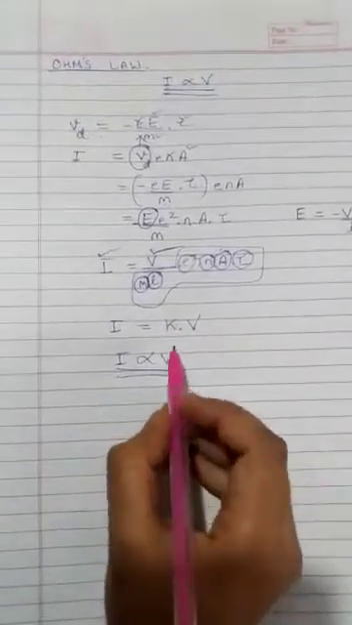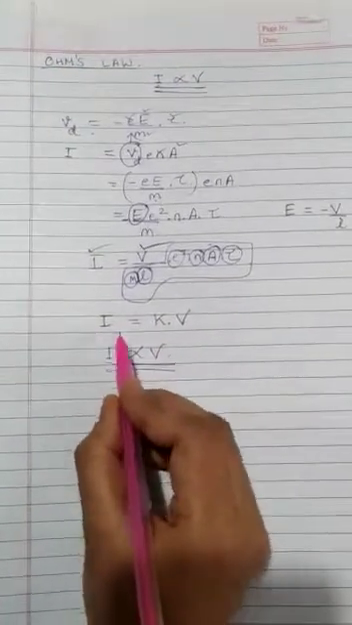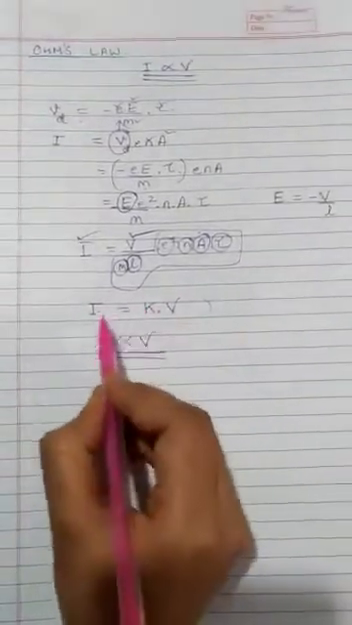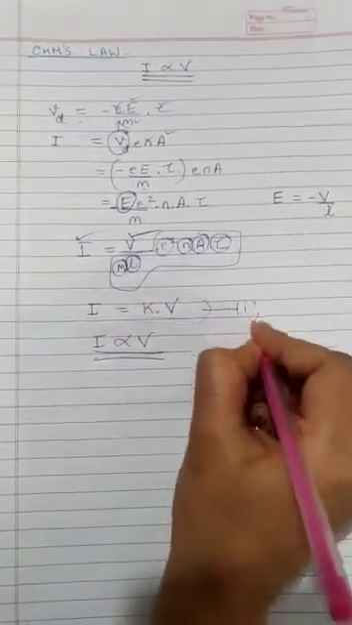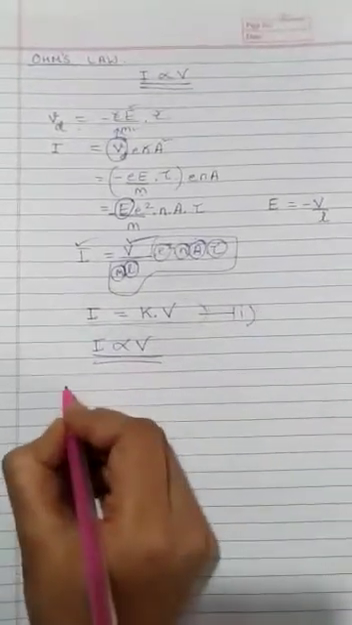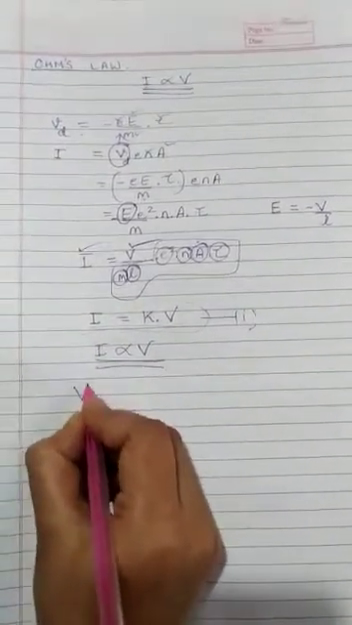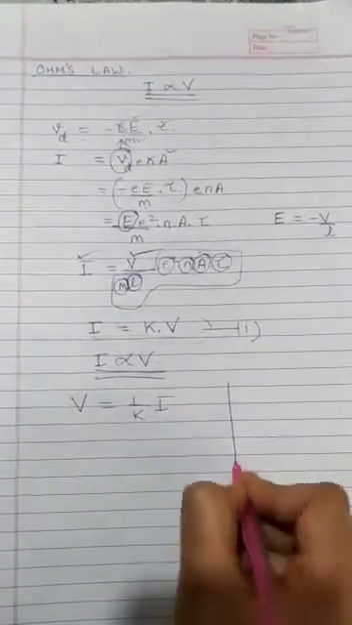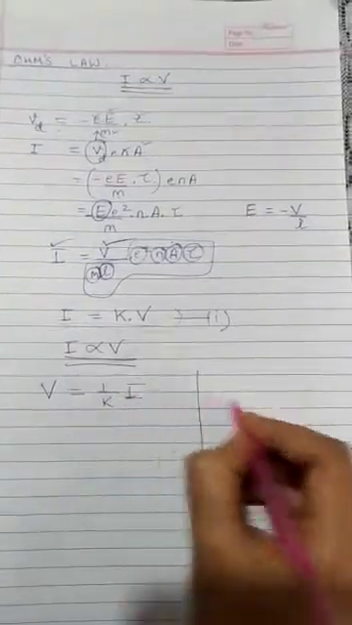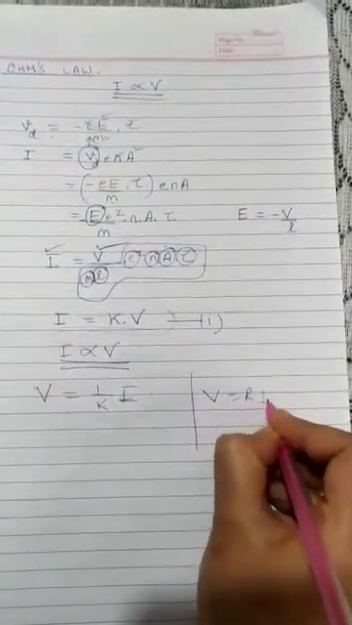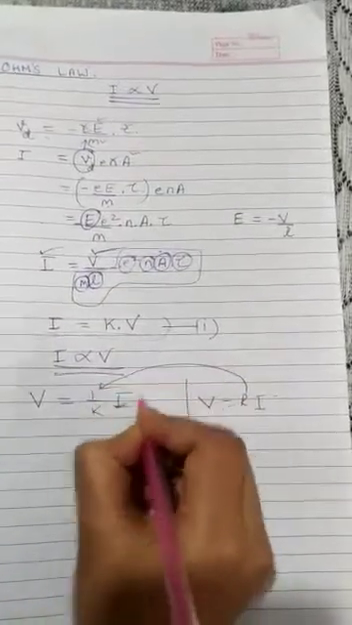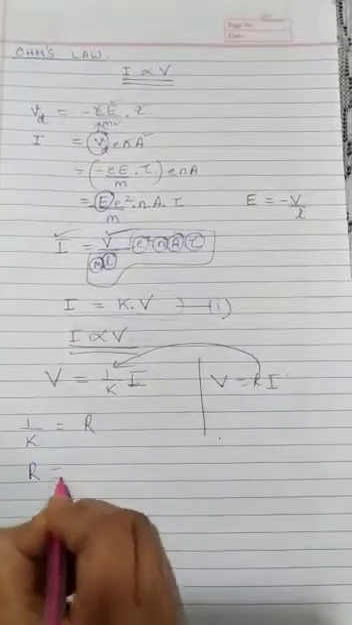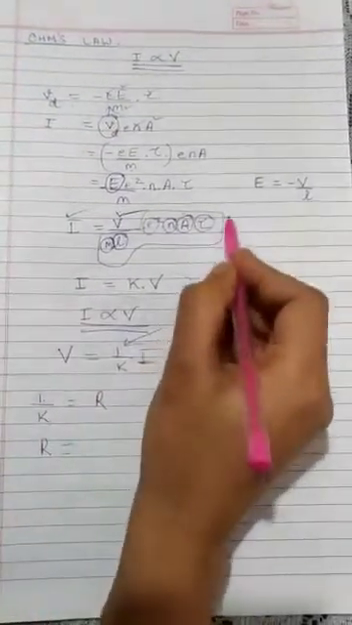Now from here we will also find an expression for the resistance of the conductor. You know the constant in this statement for Ohm's law is the resistance. Let's rearrange this one. Say it is 1. Let's rearrange 1. We can write V is equal to 1 by K into I. And if we compare it with the expression for Ohm's law, V is equal to RI, so your R will be equivalent to 1 by K. So here 1 by K is equal to R. So R will be the reciprocal of this K that we have derived here.